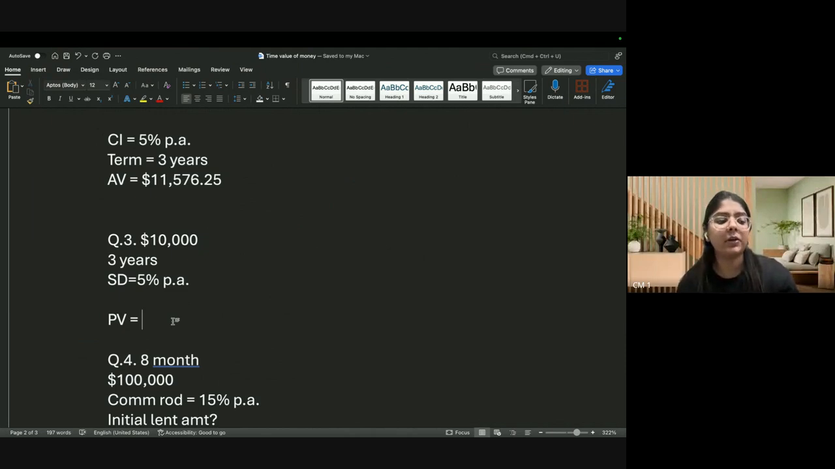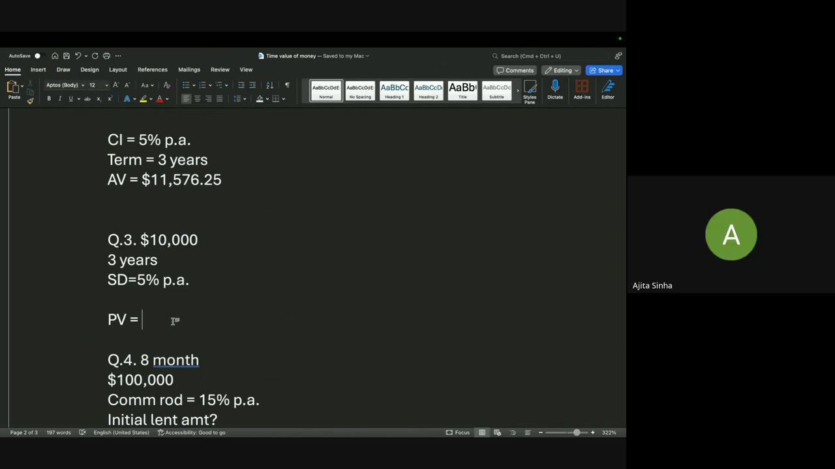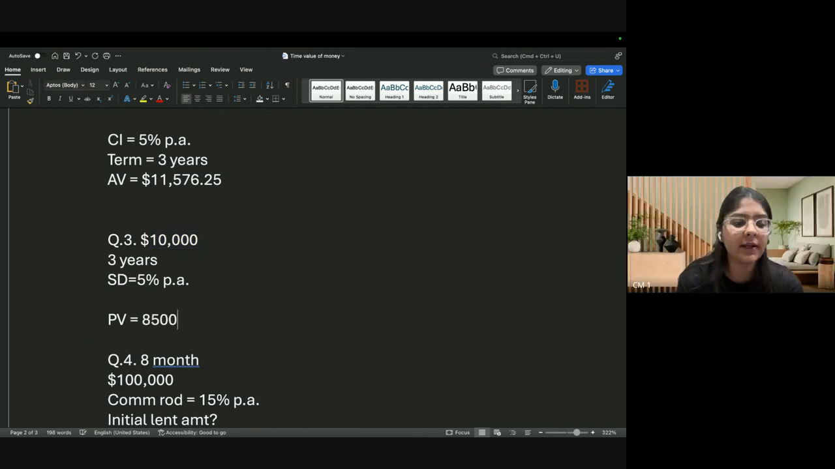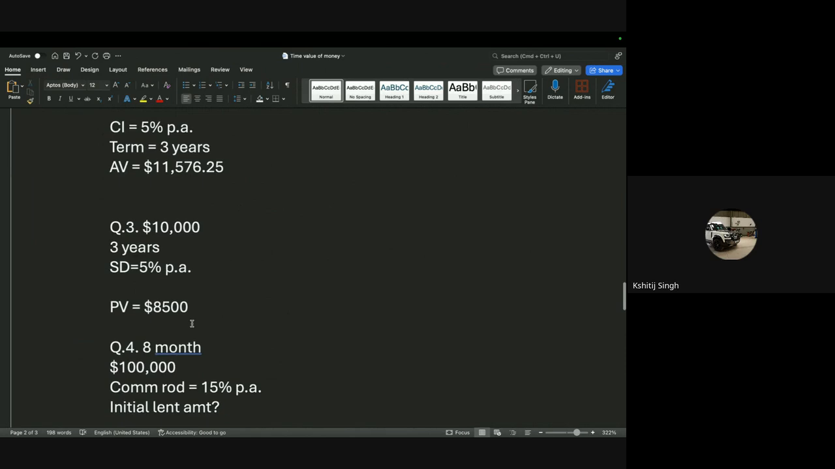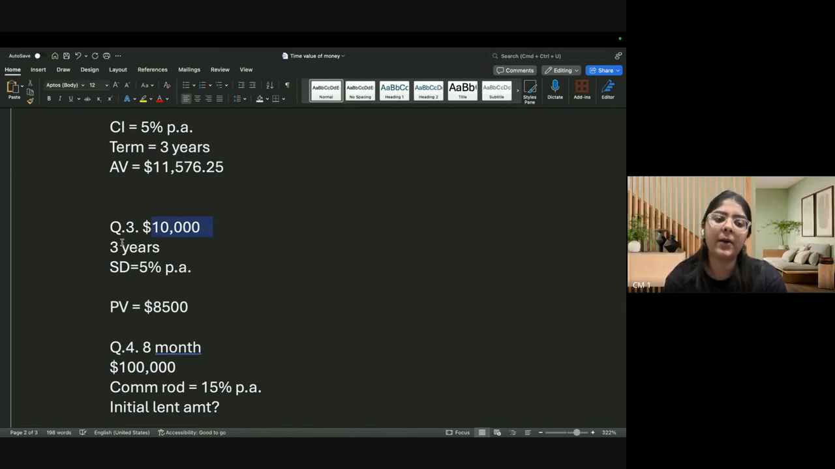What is the formula that you are using? It is 10,000 divided by... Sorry, present value 8,500. Yes, this is the correct answer. Which formula did you use for this? PV is equal to AV into 1 minus nd. Correct. So 10,000 into 1 minus 3 into 0.05.